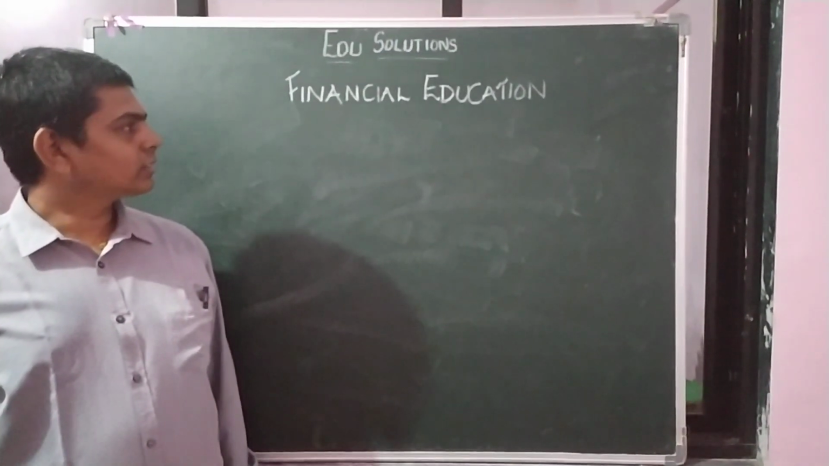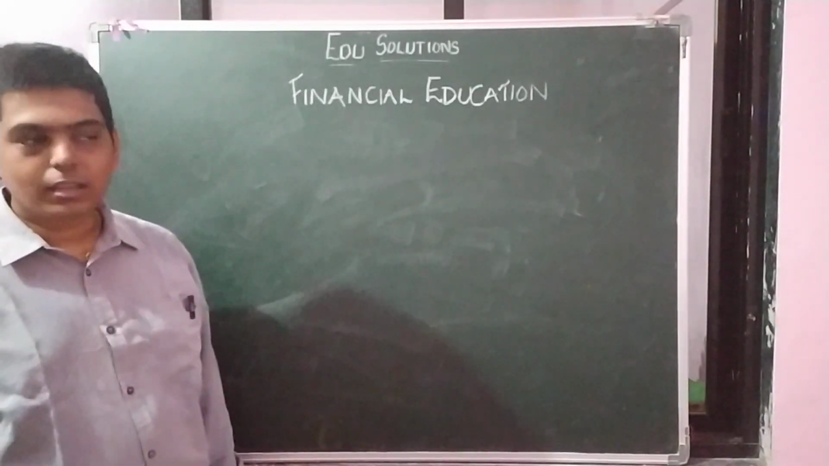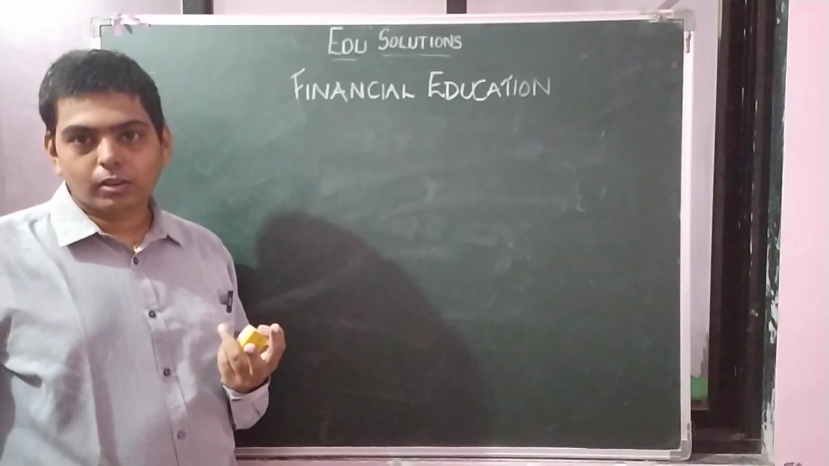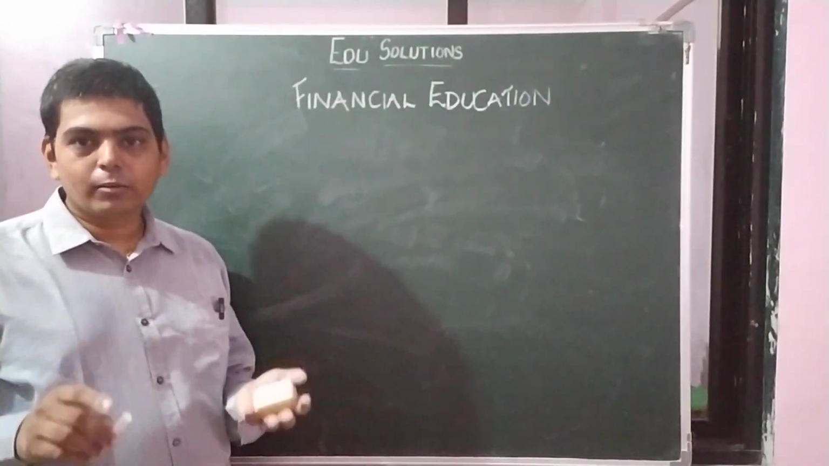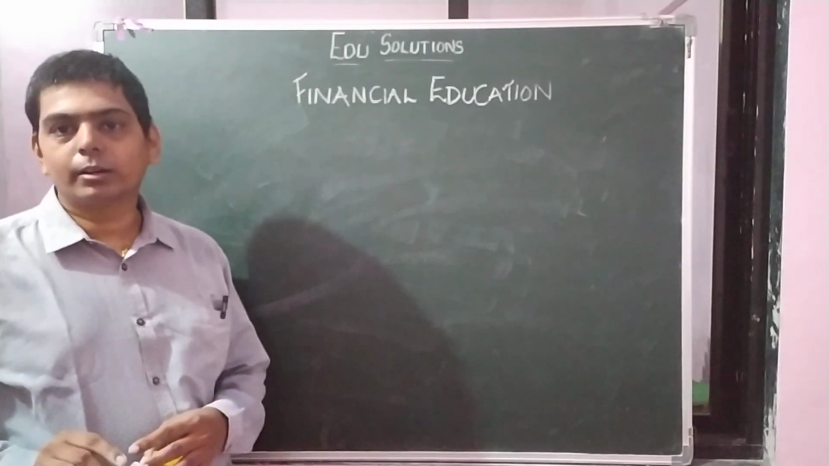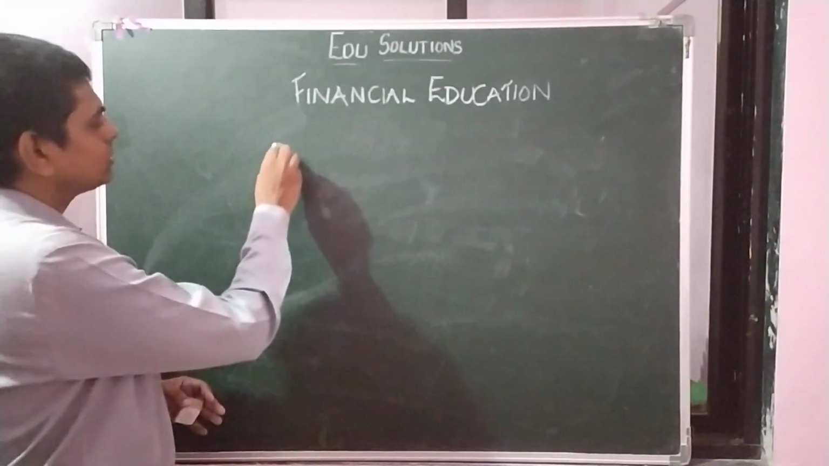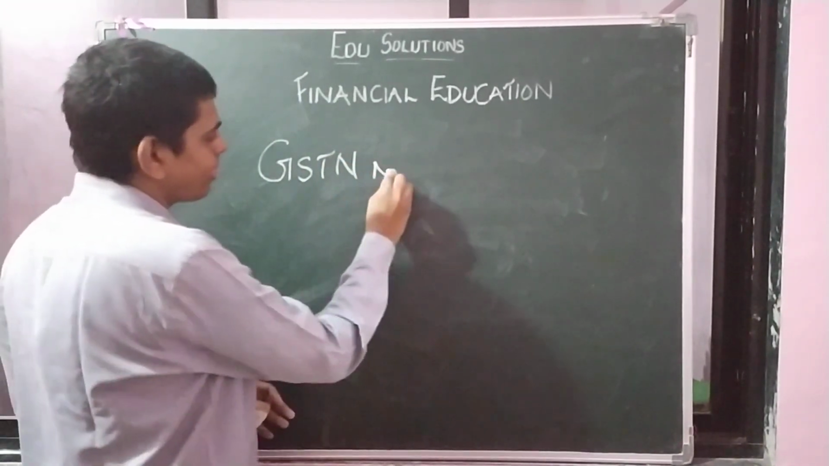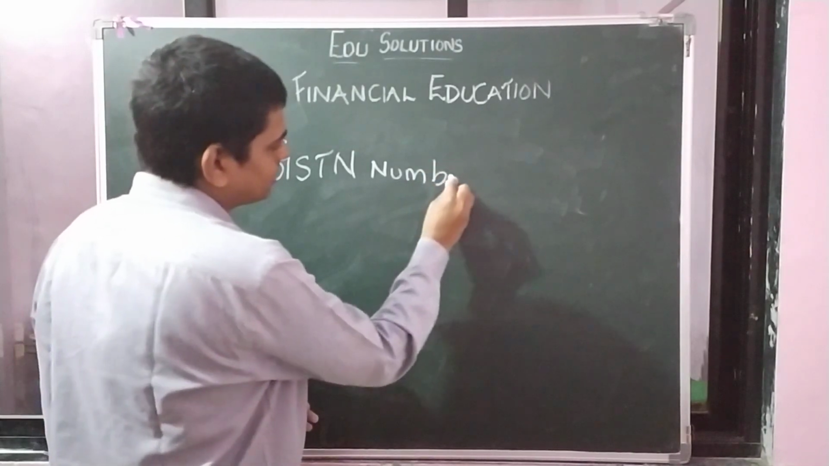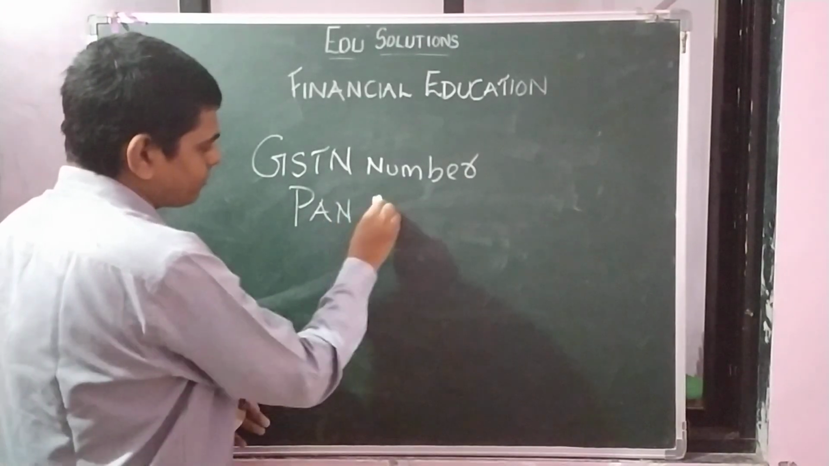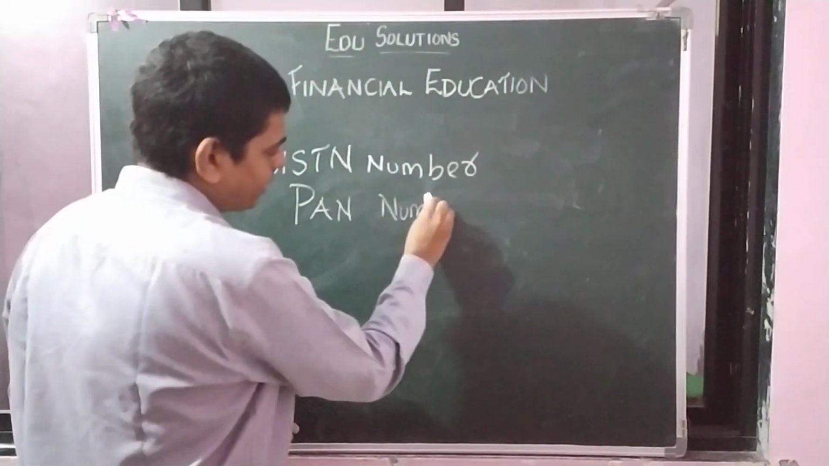Now let's start the classes for financial education. Today I am going to discuss two major numbers which are widely used nowadays. You can see these numbers on all bills. For every place these two numbers are very important. One is the GSTN number and the next is the PAN number.